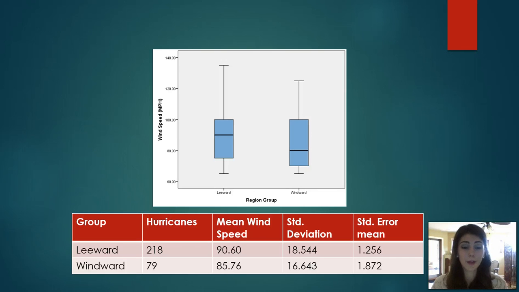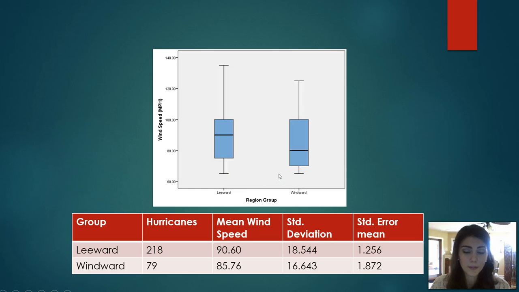Then I created a box plot, which looked at the wind speeds and the severity. So for the Leeward Islands, the severity had an average wind speed of 90.6, while the Windward was only 85.7. I also looked at the outliers. So the highest wind speed for the Leeward Islands was 138, while the highest wind speed for Windward Islands was only about 130. Then the reason that they're both having the same base is because anything less than 74 miles per hour is a tropical storm or depression. So that's why they have an identical base.